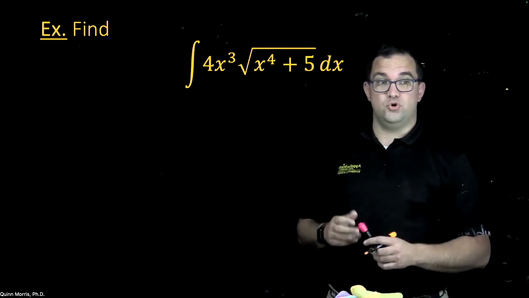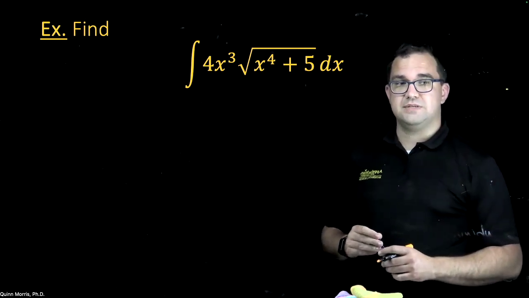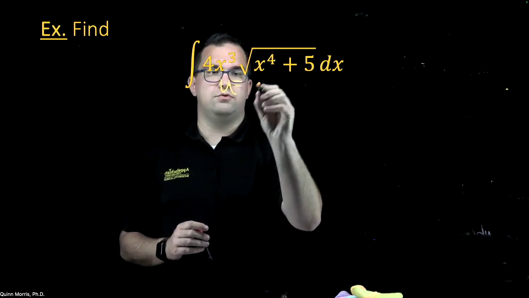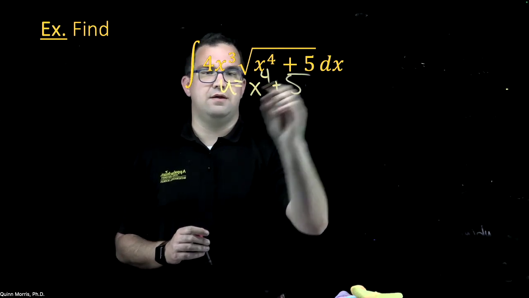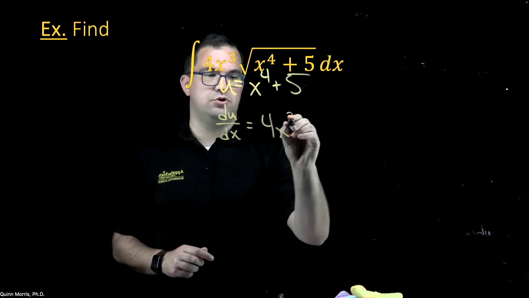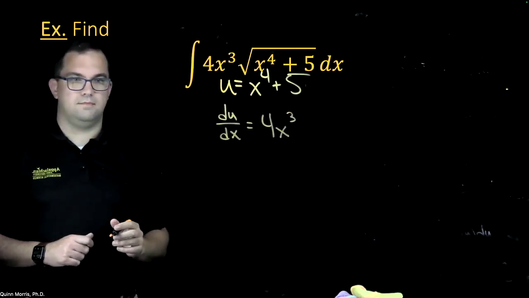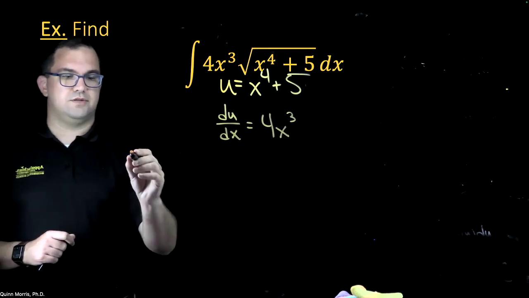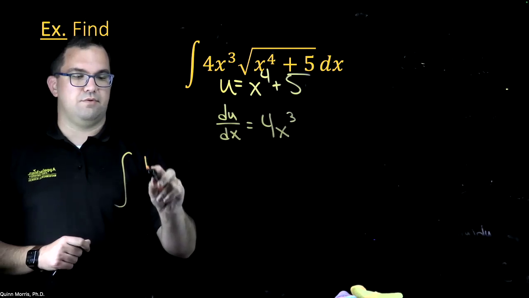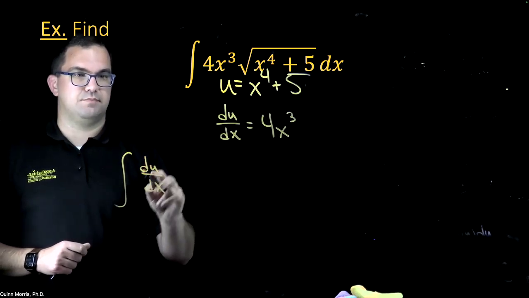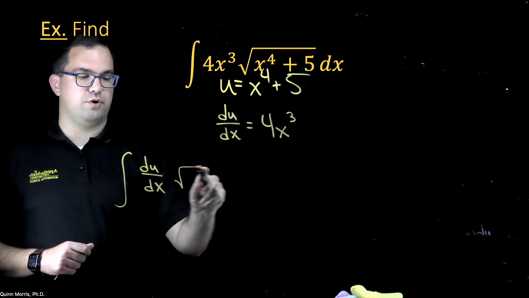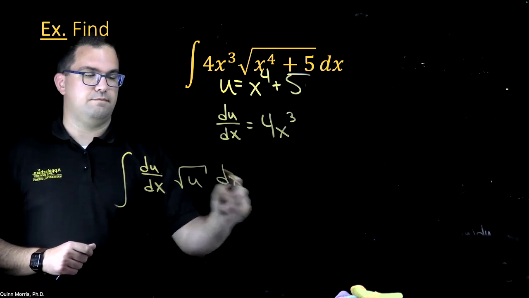However, I often want to make my u as large as possible. And notice that if I set u to be equal to x to the 4th plus 5, I'll still get my du dx to be 4x cubed. So substituting those values into my indefinite integral, what do I get? Well, the 4x cubed is going to be replaced by du dx. And then instead of square root of x to the fourth plus 5, I'm going to have square root of u and then dx.